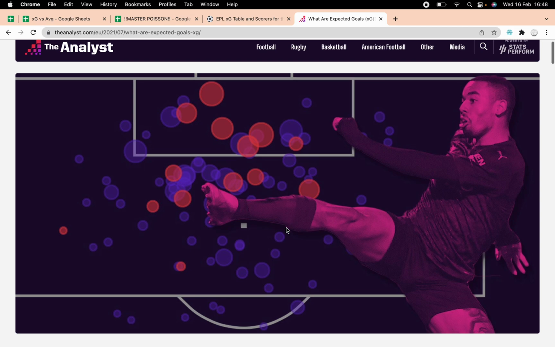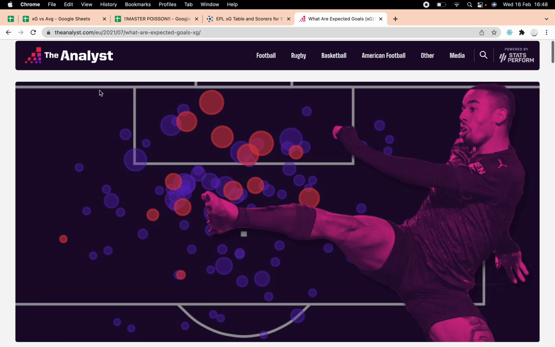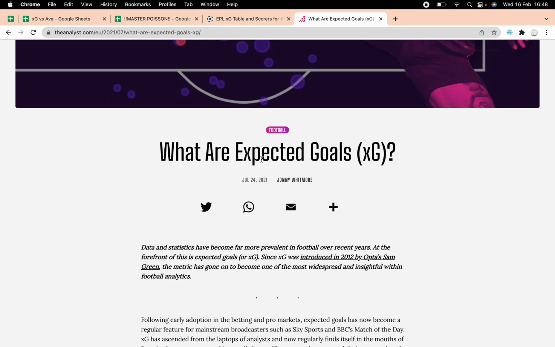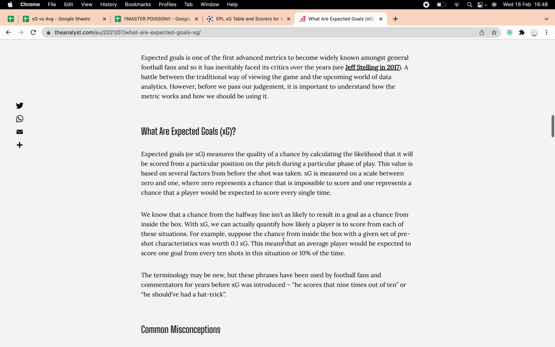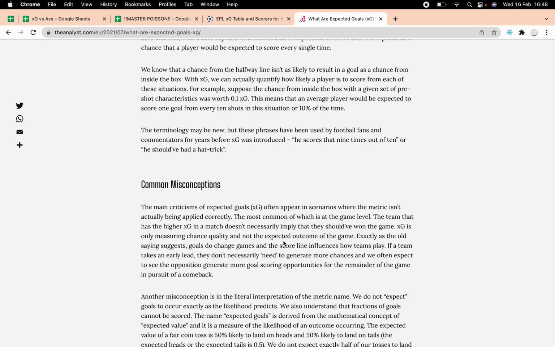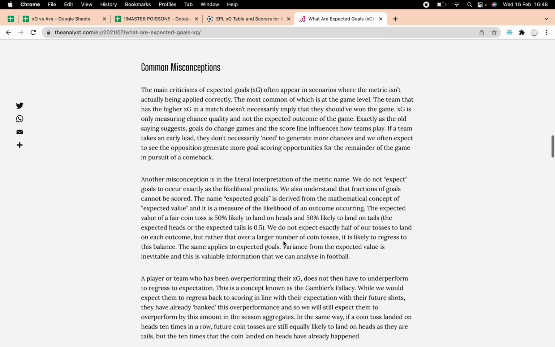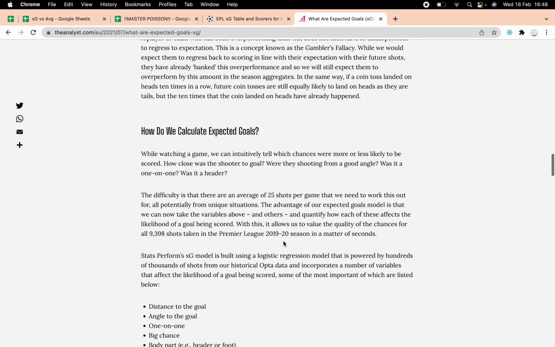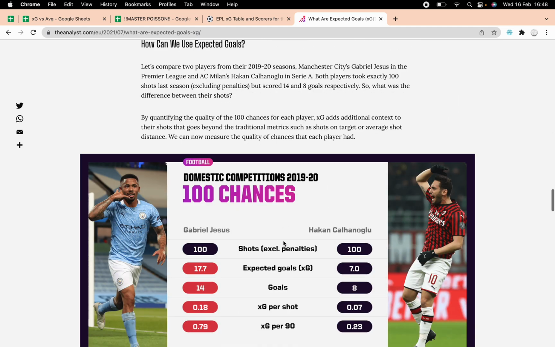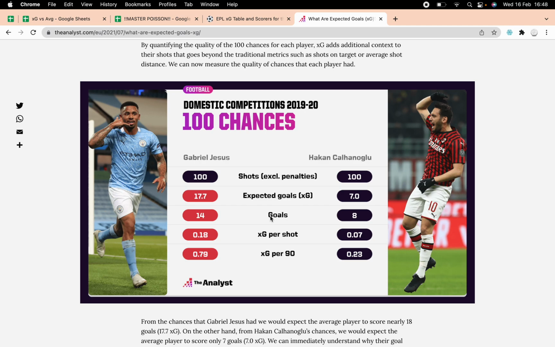This is a really good website I found, The Analyst, which I've read up a few times, actually. It's an article from 2021, and it gives a little explanation about expected goals and what they are and how you can apply them to every match that we look at, a common sense, layman's approach to it. I thought this was quite an interesting infographic that helps explain it.